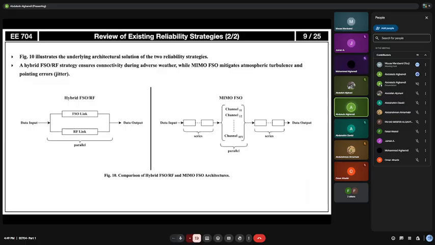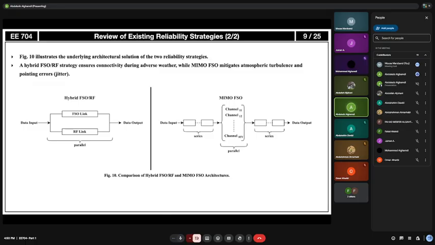Figure 10 here illustrates the underlying architectural solution of the two reliability strategies. As you can see, in the hybrid FSO/RF, the two systems are totally in parallel. There is no series component in the system. However, in the MIMO FSO, the only parallel component is the optical channel, but the other components in the system are in series.